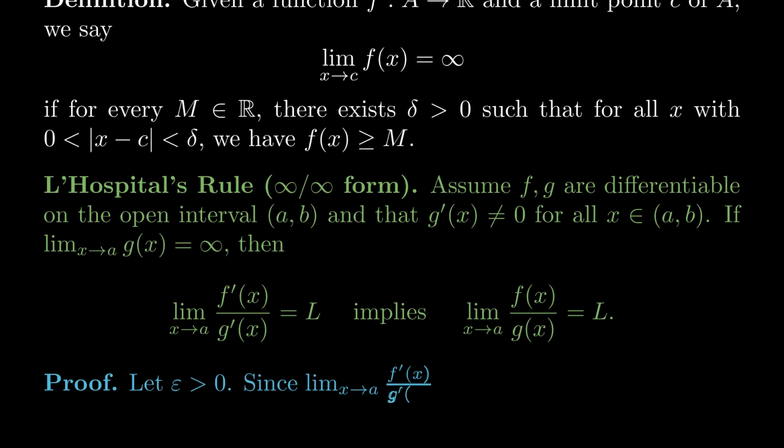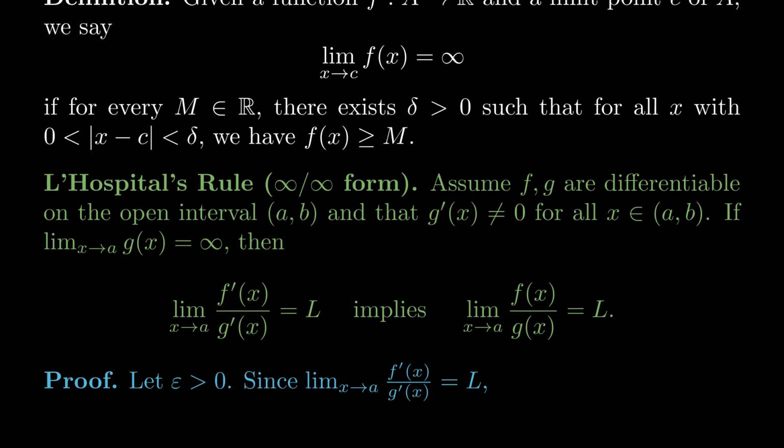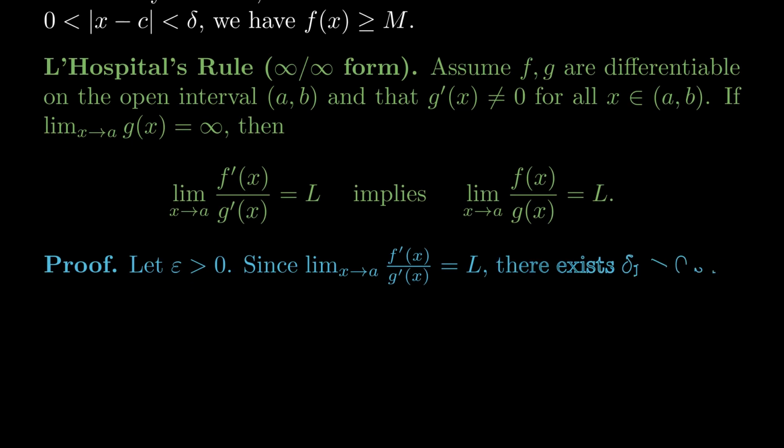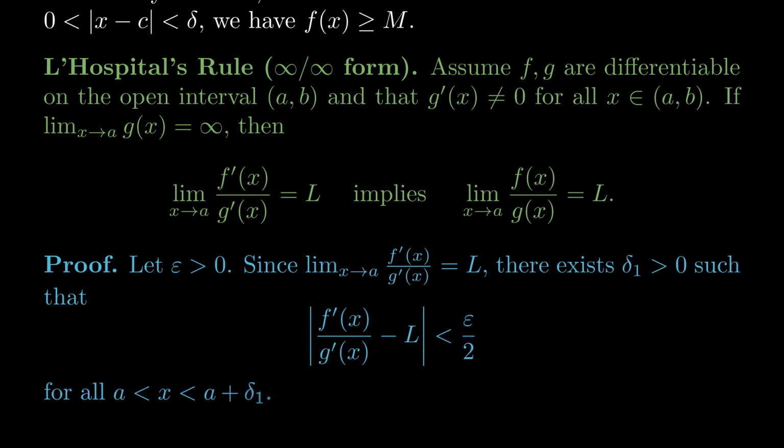Since the limit as x approaches a of f prime of x over g prime of x equals L, there exists some delta 1 greater than 0, such that the absolute value of f prime of x over g prime of x minus L is less than epsilon over 2 for all x strictly between a and a plus delta 1. Let's let t equal a plus delta 1, representing the right endpoint of this first half delta window.